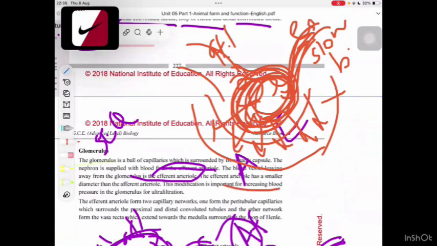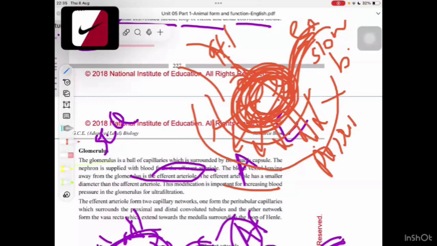This modification is important for increasing blood pressure in the glomerulus. We know that when blood gets collected up over here, the pressure of blood increases. Therefore, from high pressure to low pressure, ultrafiltration takes place very easily, right? Okay. The efferent arteriole forms two capillary networks. One forms the peritubular capillaries, which surround the proximal and distal convoluted tubule, right?